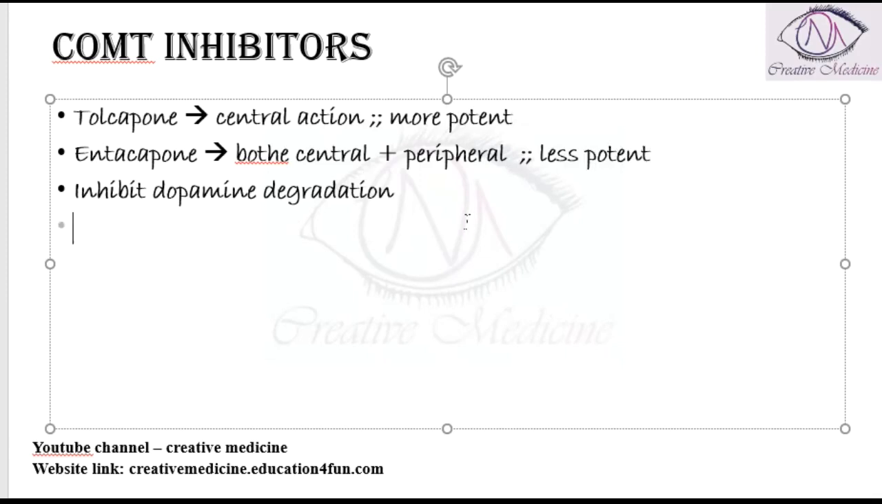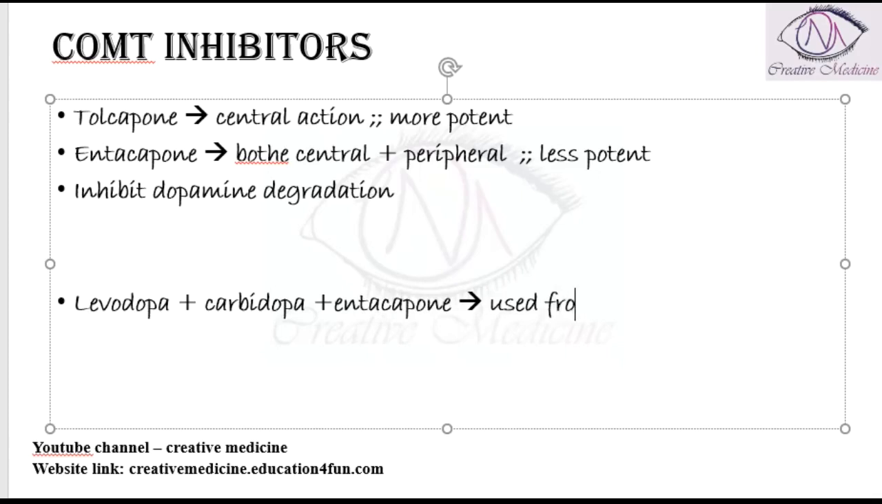Then we can use drug combination therapy. We can use levodopa with carbidopa. The levodopa and carbidopa combination can be combined with entacapone, and it is used for advanced Parkinson's disease. We can use this combination of levodopa, carbidopa with entacapone.